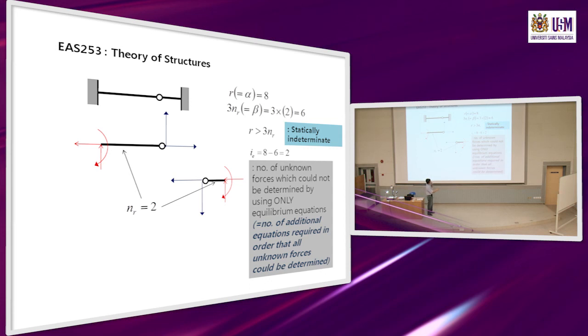It also represents how many extra equations that you need. Extra equations, which are not equilibrium equations. Equilibrium equations, you have used up everything, but still you cannot solve all the unknown forces. You need extra equations. How many do you need? It is equal to the statical indeterminacy. If statical indeterminacy is equal to 1, you need 1 extra. If it is equal to 2, you need 2 extra equations. So that is the meaning of statical indeterminacy.